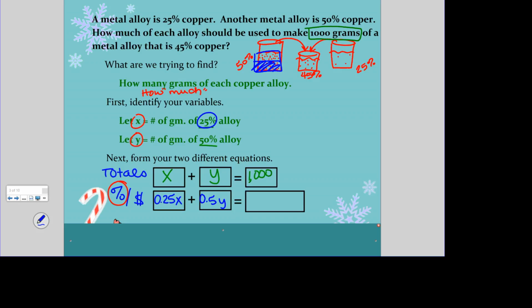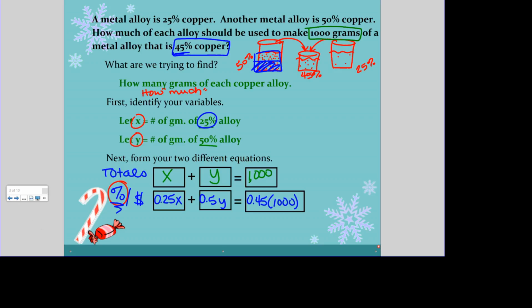Now, here's the last part, where we have to calculate the new total. Whatever we get, we want the final total amount to be 45% copper. So we know that we want the weight or the amount of that total to be 1,000 grams. But of the 1,000 grams, we want 45% of it to be copper. So here we're going to do 45%, 0.45, times the 1,000 to find the total of our percents equation. And these are the two equations we'll be using for this word problem, this mixture problem.